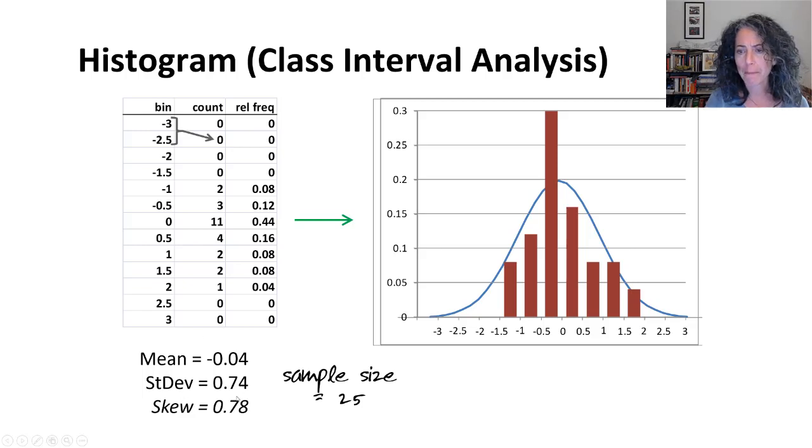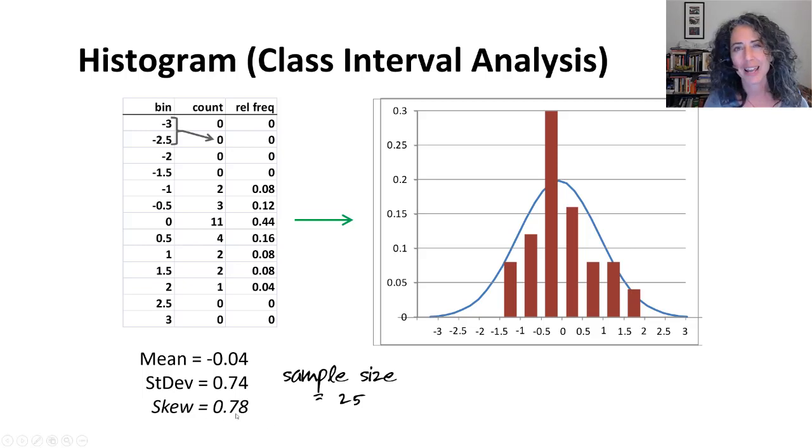Down here, I've got my computed sample statistics: mean, standard deviation, and also skew. My mean is minus 0.04. My standard deviation is 0.74, and my skew is 0.78. I expected my mean to be 0. I expected my standard deviation to be 1. And I didn't mention it for the normal distribution, but the skew for the normal distribution is 0. It doesn't even have skew as a parameter, but the skew is 0 because it's symmetrical.